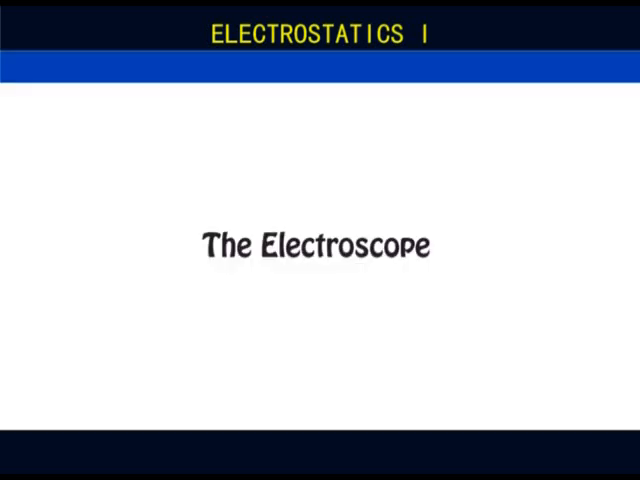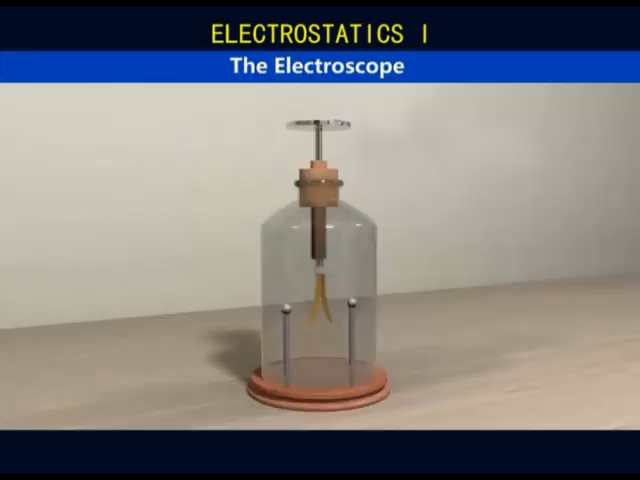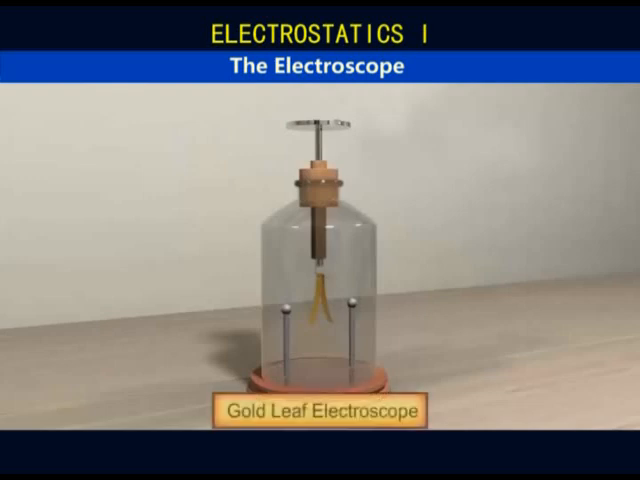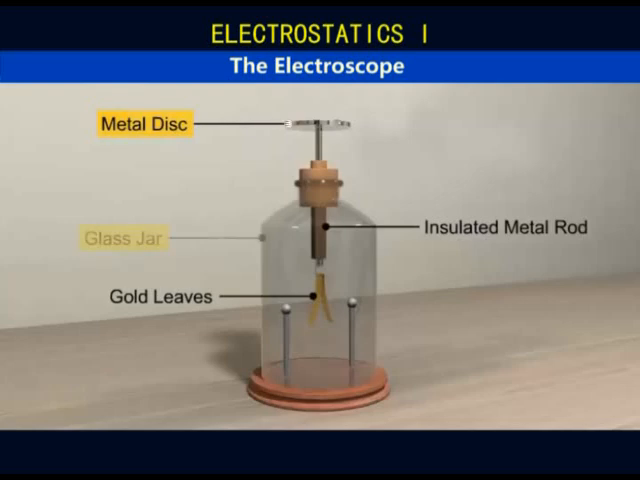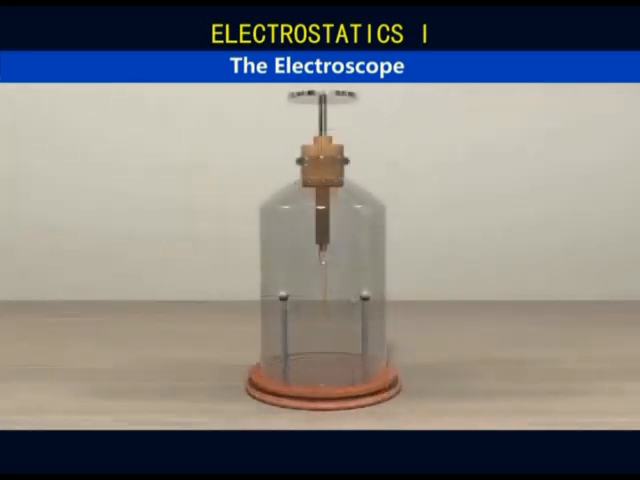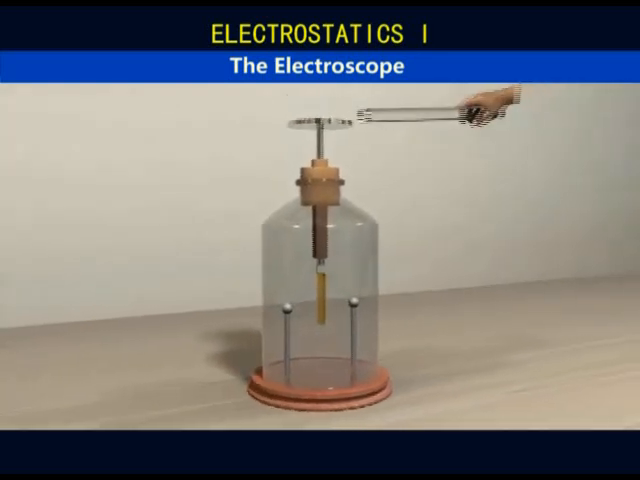Next, we look at the electroscope. Now, to know if a body is charged, we use an instrument called a gold leaf electroscope. It consists of an insulated metal rod with two gold leaves on one end and a metal disc on the other end. This setup is enclosed in a glass jar with the help of a tight cork, with the disc placed outside the jar. To test a material like a glass rod for electric charges, the object should be brought close to the metal disc of the electroscope.